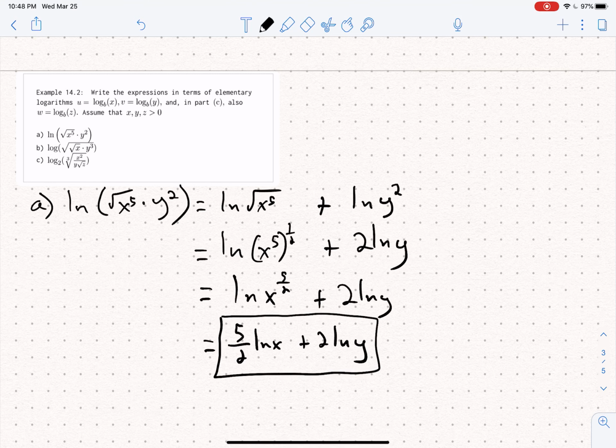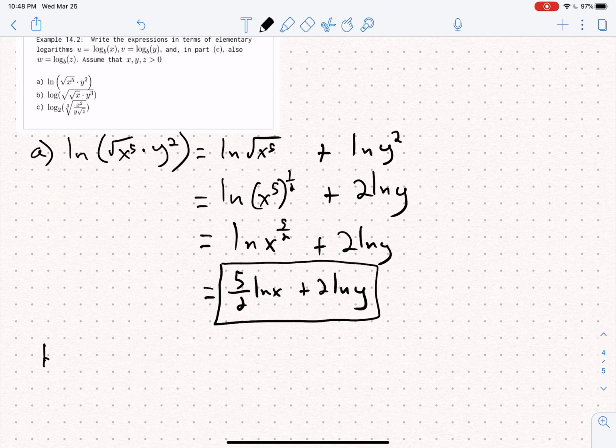Let's see. Okay, so part B. Here we have a log. Now, there's no base written, so that's the log in base 10 of, and then inside we have a radical, and then under the radical we have a radical x times a y cubed.